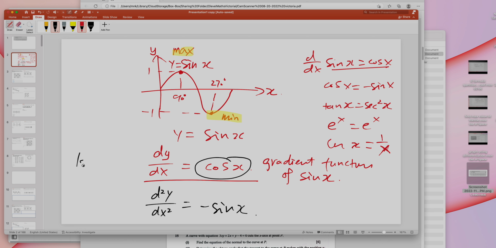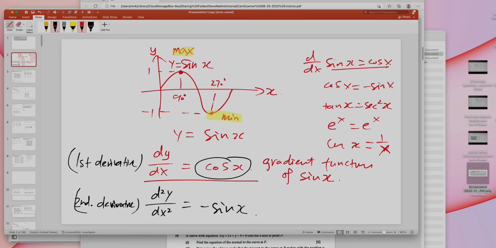So this is called the first derivative, and this the second derivative. The meaning of first derivative is you differentiate once. Second derivative means you differentiate twice. The first derivative is the gradient function. The second derivative is the differentiation of the gradient function. But we don't have a name for this.